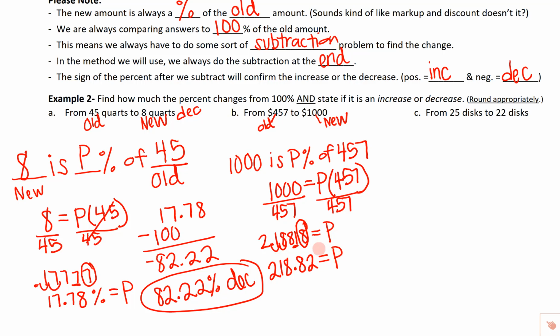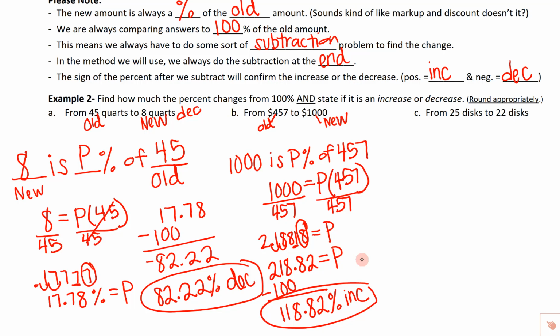Now I need to subtract that 100%, that original, and I get 118.82%. It's positive, so we know it is an increase. Okay, so that price increased 118.82%.